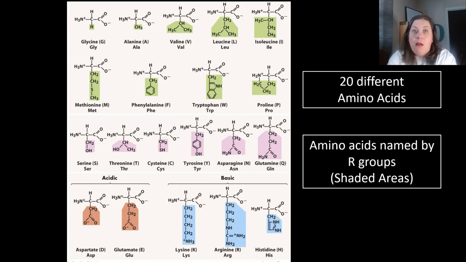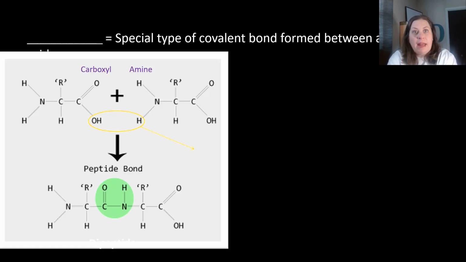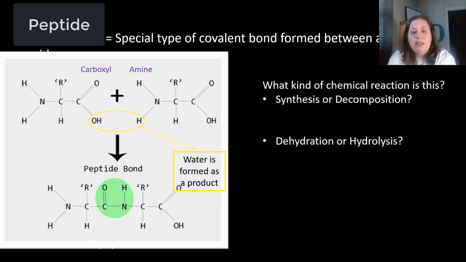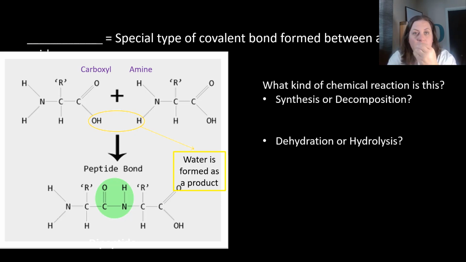Now, the special kind of bond that is formed between amino acids, because we're removing water, is known as a peptide bond. So the special bond that happens here is called a peptide bond. Water is formed as a product, and we see that we are going to form this new molecule.